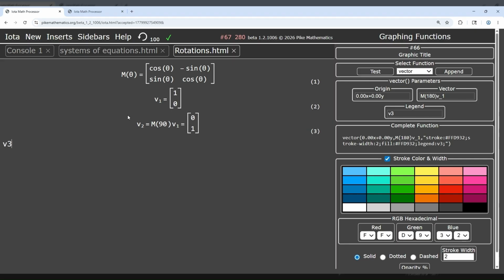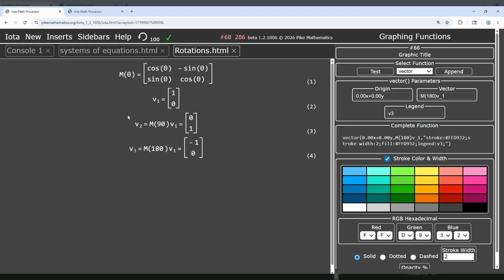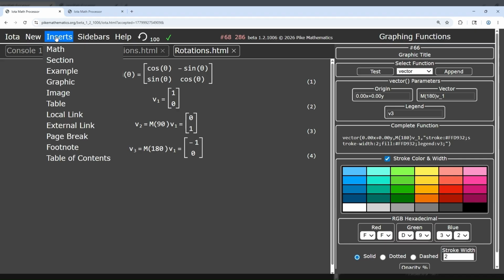Let's try another one. We'll rotate it 180 degrees. v underscore 3 equals m of 180 times v underscore 1. There you go. So now it's pointing in the negative x direction. So we can go ahead and graph these. I'll insert a graphic.